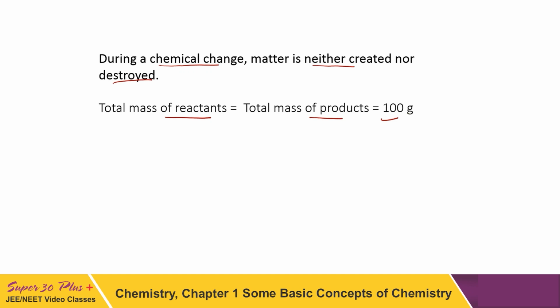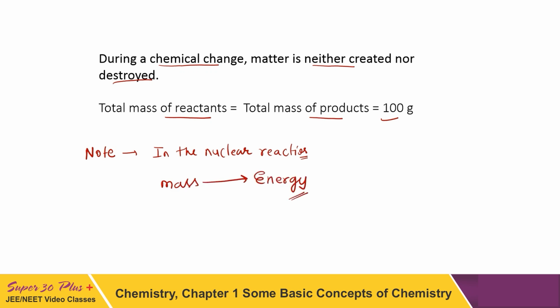Alright. But one exception is there. You should note one thing. That is considered the exception of this rule. In nuclear reactions, students, this law is not valid. Because in nuclear reactions, some mass is converted into energy, as per E equals mc squared, the mass-energy relation of Albert Einstein. So you can say that nuclear reactions are an exception of this rule.